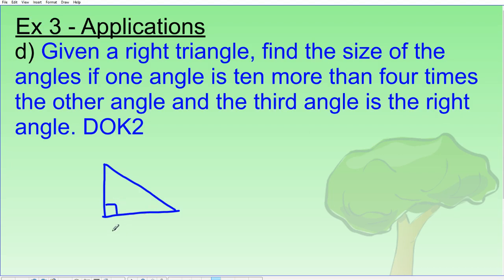So it says I have a right triangle. It says this third angle is the right angle, which we know is 90. Now, given a right triangle, find the size of the angles if one angle, let's say this guy right here, is 10 more than 4 times the other angle. And it doesn't really say what this other angle is, so we're just going to make it x. So if this is x, this one is 10 more than 4 times x, and the third one is 90.